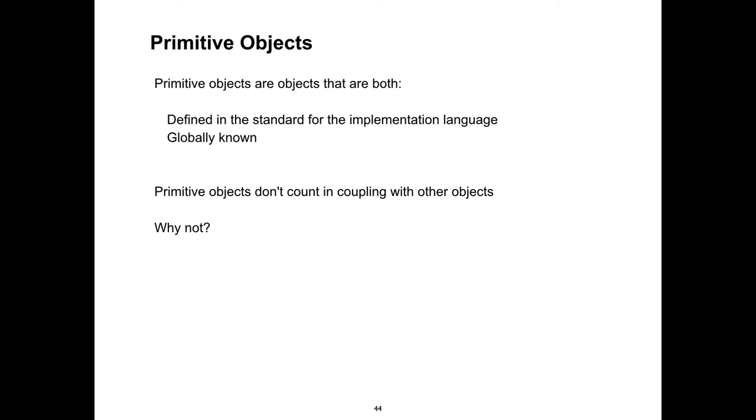Last time we talked about primitive methods, right? And composite methods. When you're talking about coupling with other objects, we don't worry about primitive methods or primitive objects. For example, in Java, String, right? Do we worry about being coupled to the String class in Java?